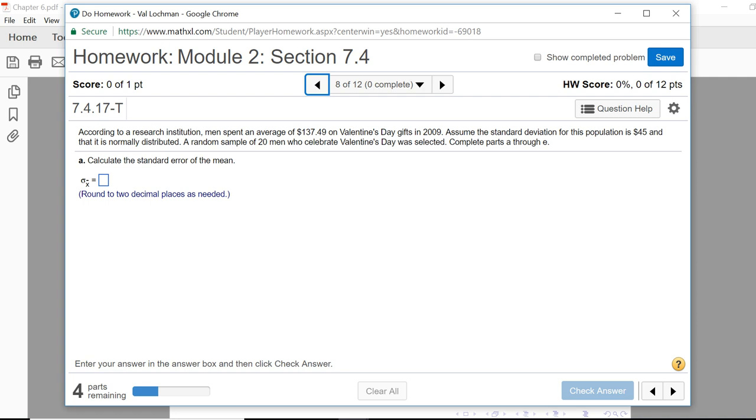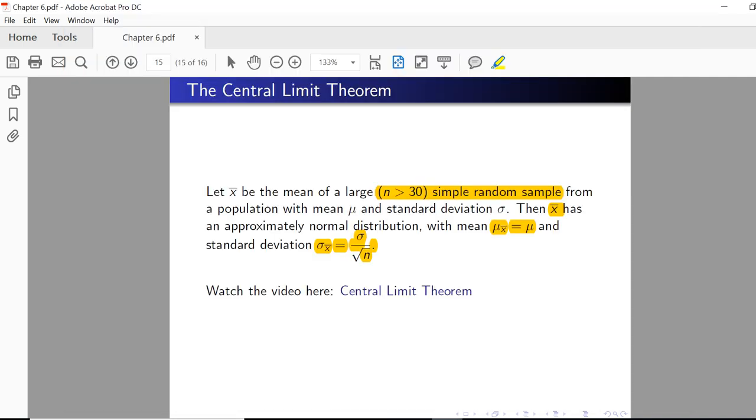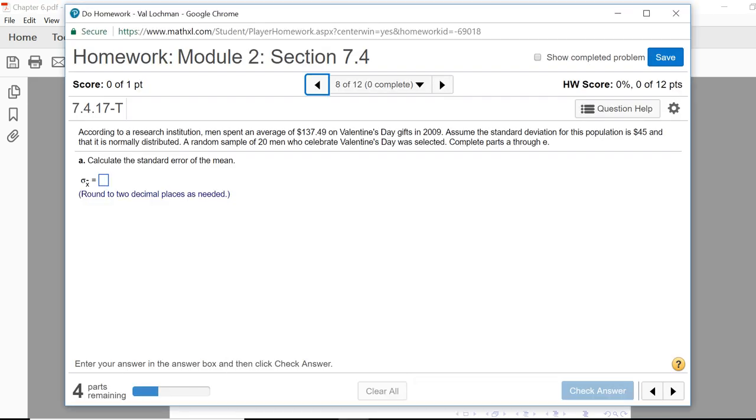Now remember what the central limit theorem says, that the sample size has to be greater than or equal to 30. Well, it has to be that large if we don't know anything about the population. But if the population is normal, which is what it's saying right here, right? It is normally distributed, then the sample doesn't need to be greater than or equal to 30. Okay, so let's go ahead and solve this problem.